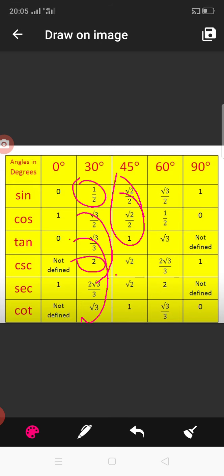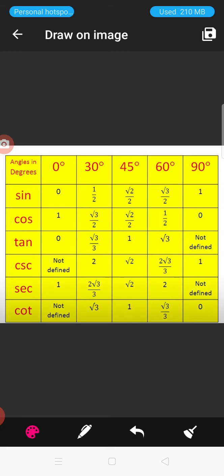From sin, you can find cosec. Using cos, you can find sec. And using tan, you can find cot. Similarly, it is for 60 degrees. And at last, you have to learn 0. Sin 0 is 0.